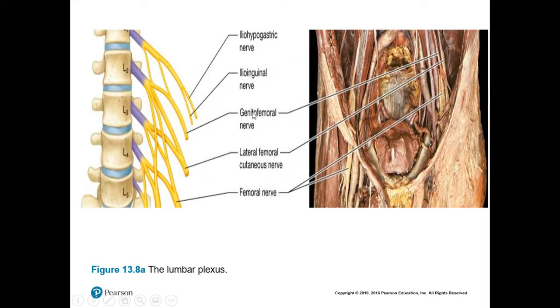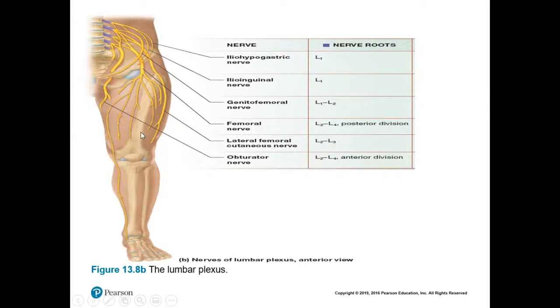Okay, so moving down, we're going to skip the thoracic region because we'll talk about it in the ANS. Moving down to the lumbar plexus right here. Lumbar plexus from L1 all the way down to L5. We have iliohypogastric nerve, ilioinguinal nerve, genitofemoral nerve, the femoral nerve, lateral femoral nerve, and obturator nerve right here.